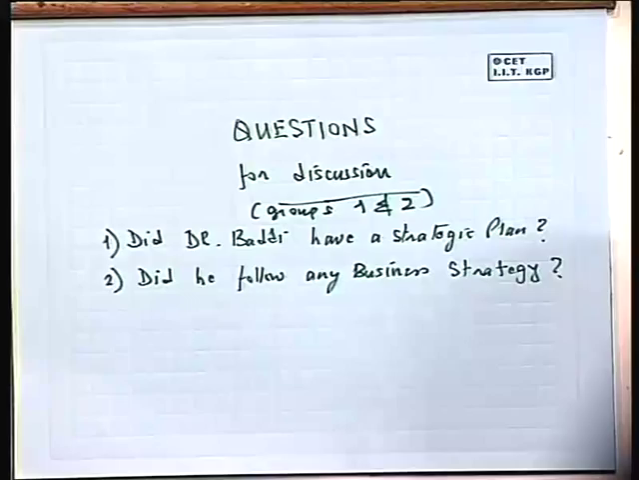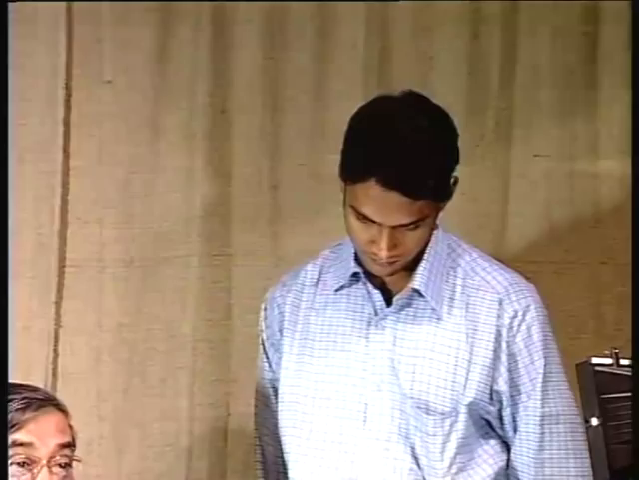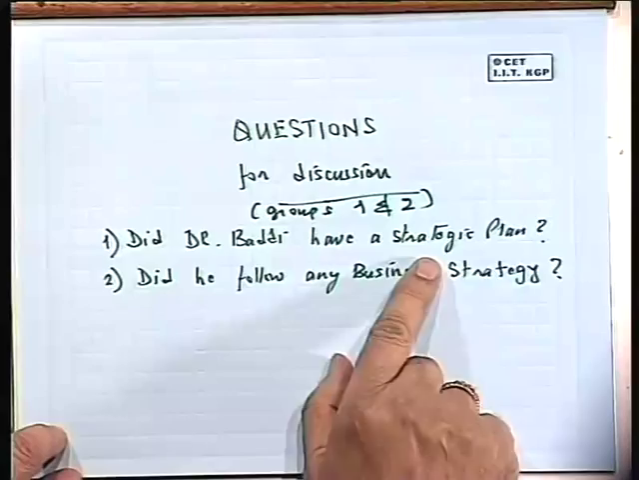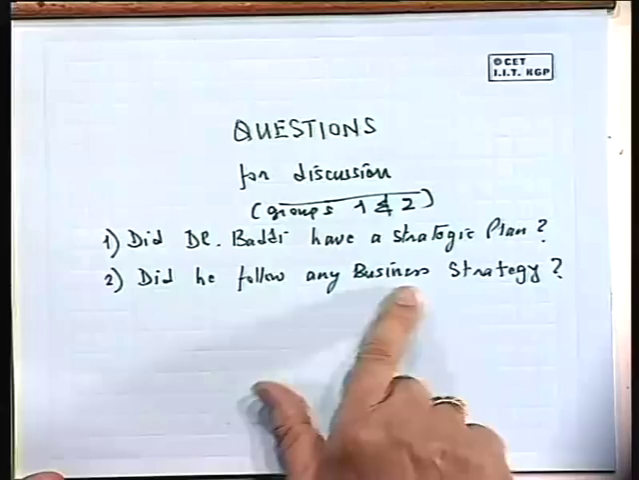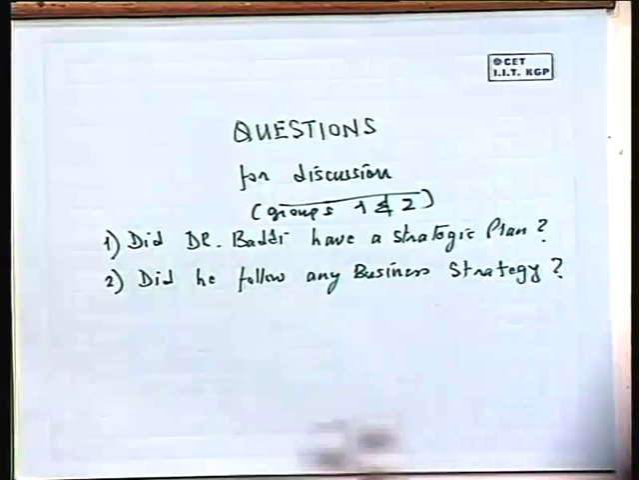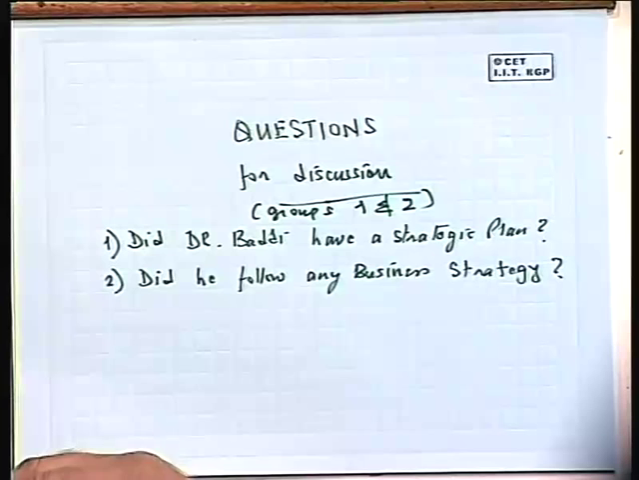By the way, there are questions for group 1 and 2. Make your presentation, but spend a few minutes on this. Did Dr. Buddy have a strategic plan? It may already be there in your presentation. Did he follow any business strategy? Answer these questions also. All right, it is now about 4:11. You have 10 minutes, so 4:21. Your time starts now.